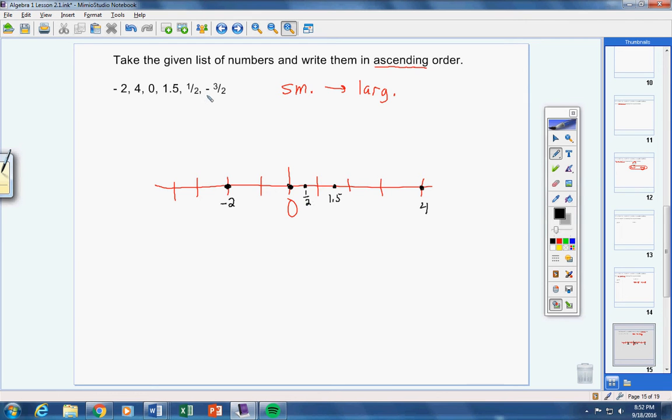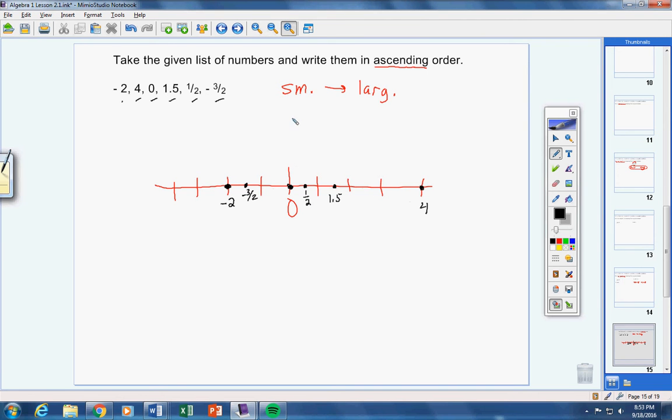And then negative 3 over 2. Now think about that, guys. Negative 3 over 2. 3 over 2 means 2 goes into 3 one time with the remainder of 1. So we get 1 and 1/2, or 1.5. Okay? So negative 3 over 2 is negative 1.5. So negative 1.5 right here. So I'll put negative 3 over 2. And look at that, guys. How many numbers did I have? 1, 2, 3, 4, 5, 6. How many points do I have? 1, 2, 3, 4, 5, 6.